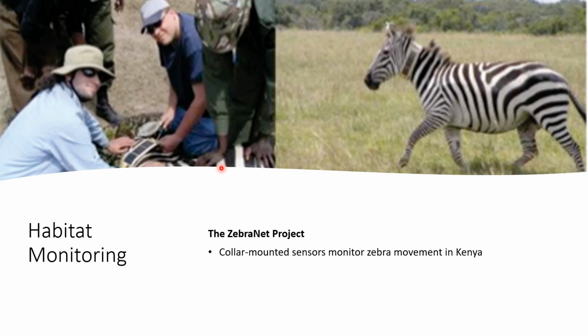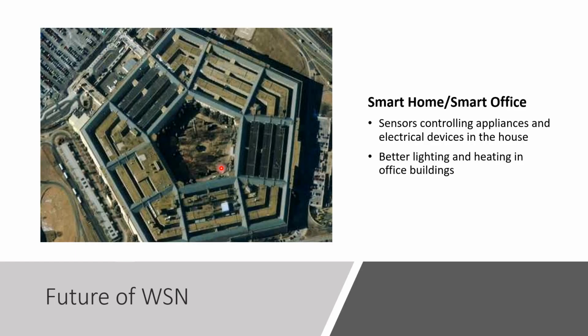The ZebraNet project is an example of habitat monitoring, as we have already said. Collar mounted sensors monitor zebra movement in Kenya. I think the left is the picture of the team which deployed it in 2004, which is Princeton probably. So these are the future applications of wireless sensor networks.